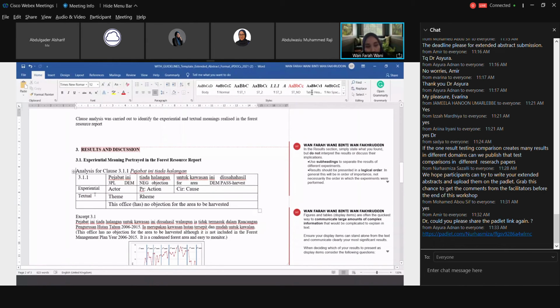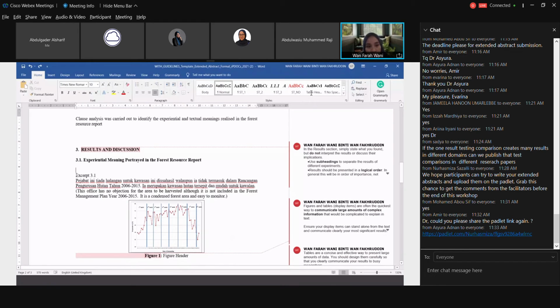Be sure that when you copy and paste, you follow the format. Okay.